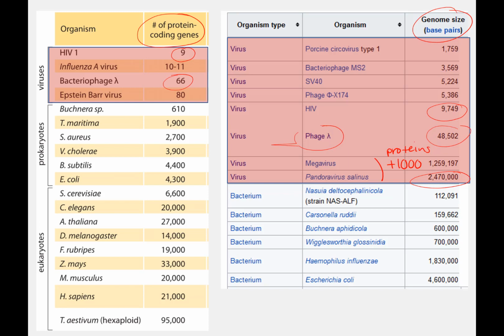So needless to say, considering that our cells encode about 22,000 genes, viruses, you can imagine, are dependent upon cells because they don't carry all the genetic information required for the metabolism and for the protein translation.